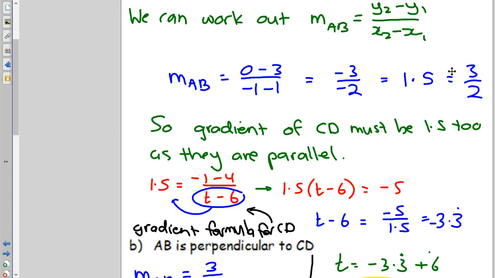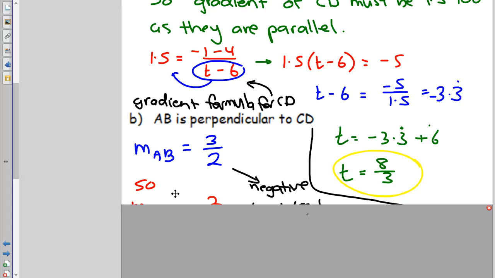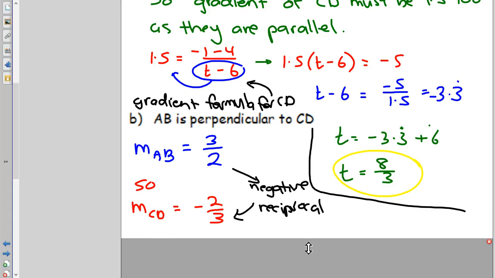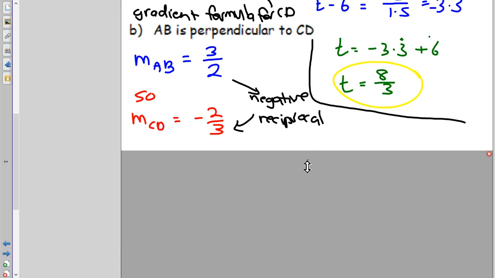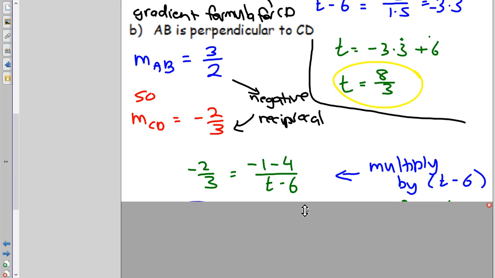So what would be the negative reciprocal of this? That's right, it would be negative 2 over 3. So here's the gradient of AB, negative reciprocal. So the gradient of CD must be the negative reciprocal of this one, negative 2 over 3. Now we just do that again, set this one equal to the gradient of CD. So C y2 minus y1 over x2 minus x1.